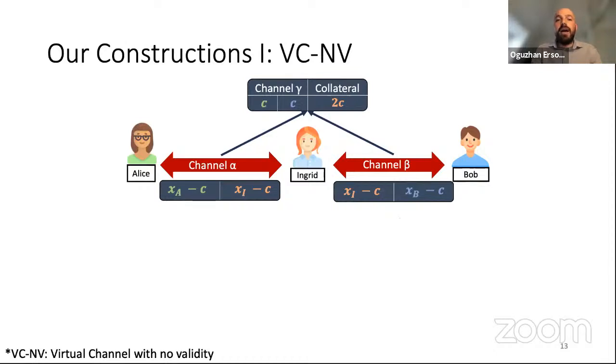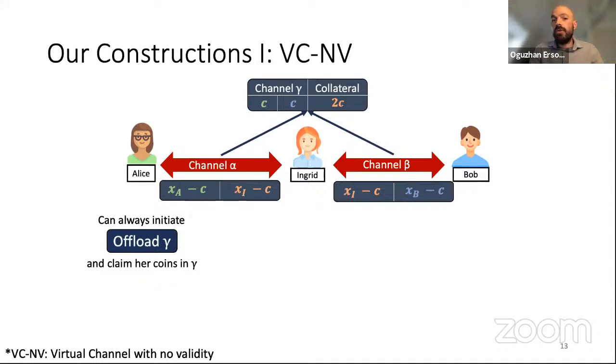And now we can move on to our constructions. We have two constructions, and the first construction is virtual channels with no validity. In this construction, the virtual channel and the collateral are funded in the same transaction from both ledger channels. Because of this construction, the end users don't have control on the other ledger channel, so they cannot directly offload the virtual channel, but they can initiate the offload of the virtual channel.